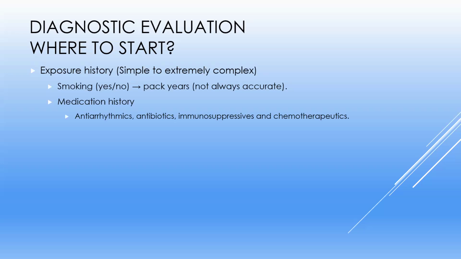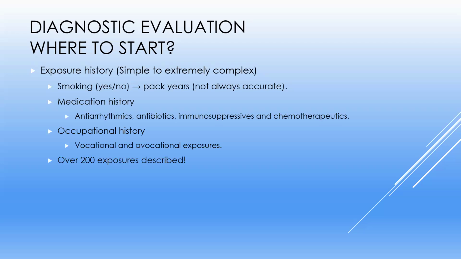Medication history is also quite important. Obviously, like I mentioned, antiarrhythmics, antibiotics, immunosuppressants, and chemotherapeutics. And it's important to ascertain the occupational history. We talk about vocational and avocational exposures. And while it might seem simple, it's really not.